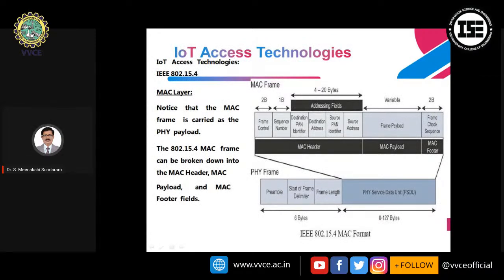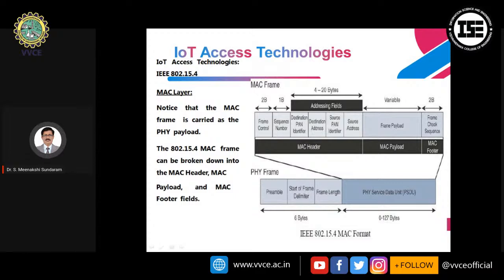So this is one example of the IEEE 802.15.4 MAC format. In this MAC frame, the frame control has 2 bytes, the sequence number has 1 byte, and 4 to 20 bytes are reserved for the addressing fields, which include the destination PAN identifier, destination address, the source PAN identifier, and the source address. The frame payload is variable, that is the actual MAC payload, and 2 bytes for the frame check sequence, that's the MAC footer.